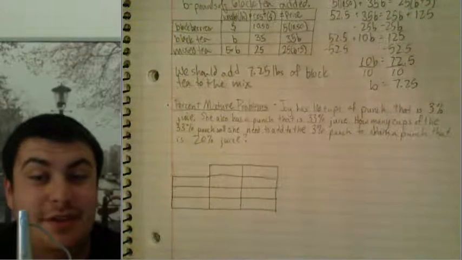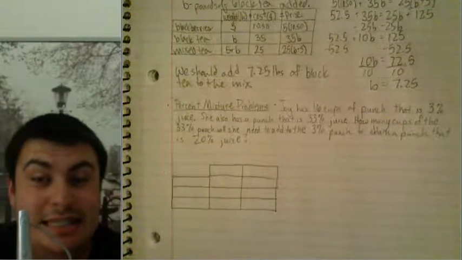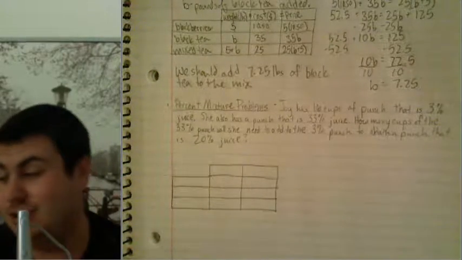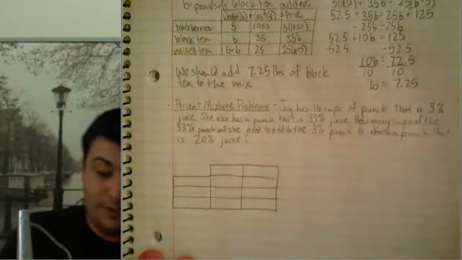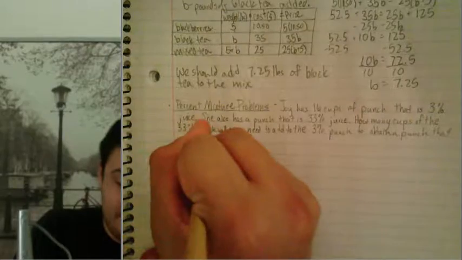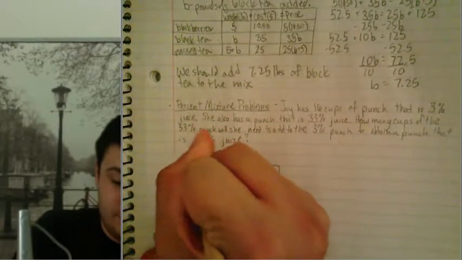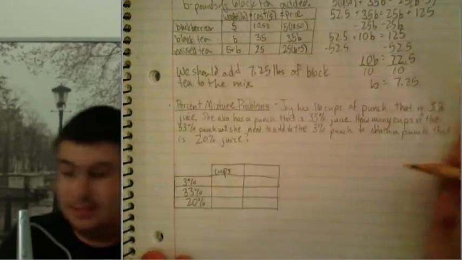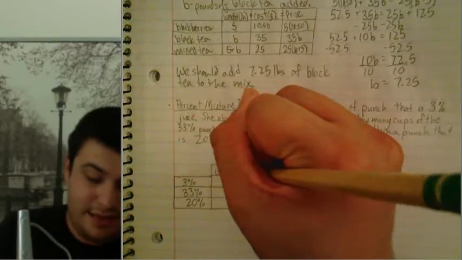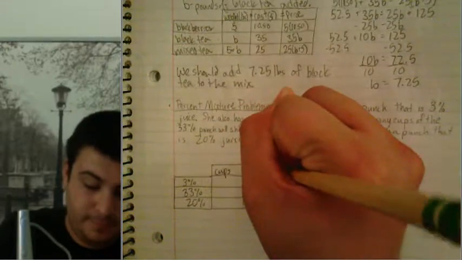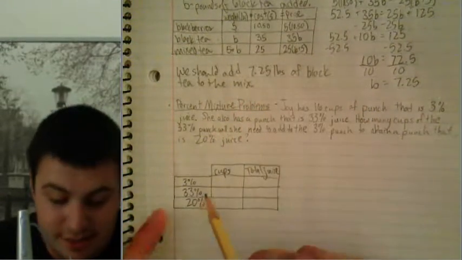How many cups of the 33% punch will she need to add to the 3% punch to obtain a punch that is 20% juice? So let's see. We're going to be talking about 3% juice and 33% juice to get punch that is 20% juice. And we want to know how many cups we're going to mix, and then that will figure out how much total juice is in this punch.